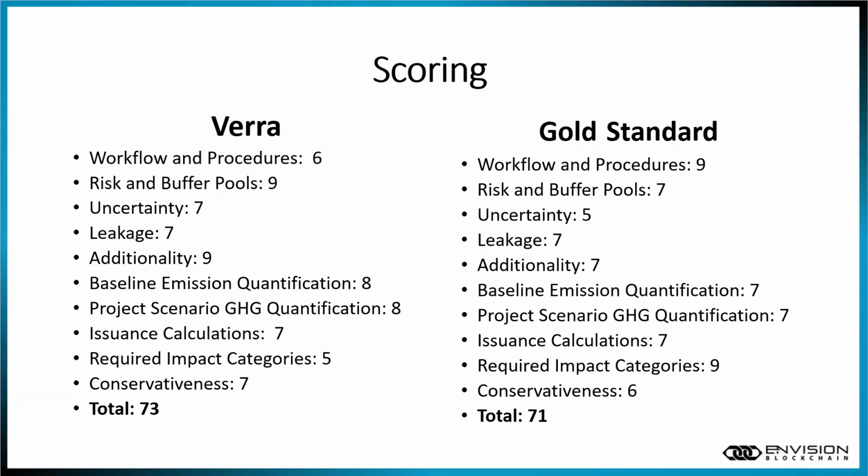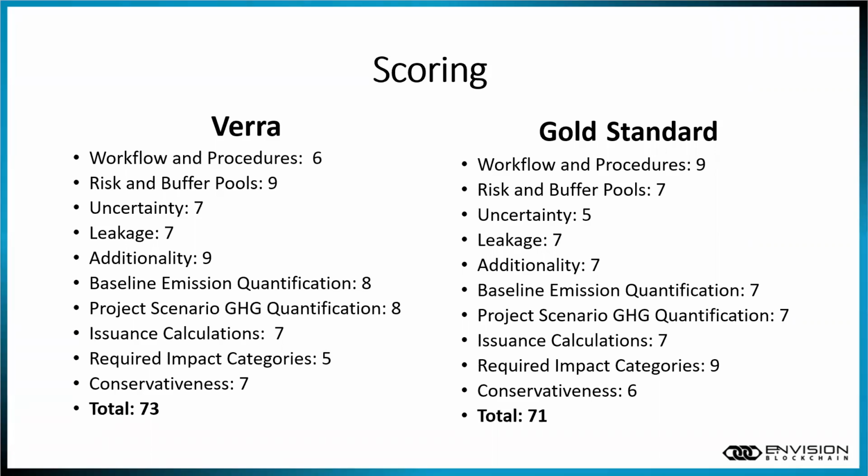And Gold Standard also uses a lower confidence interval. For leakage, there's different approaches, and it's unclear if one is objectively better than the other. So for leakage, they both received 7s. For additionality, Verra proves additionality based on actual monitored data and control plots, while Gold Standard estimates biomass impacts. So based on the fact that they're actually monitoring instead of using estimates.